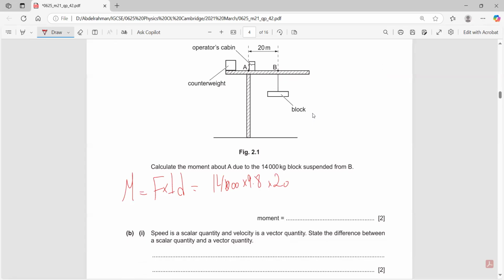Yes, it would be a huge number. 9.8 times 20. So it's 2,744,000 or 2.7 times 10 to the power of 6 newton meters, right? Newton meters.